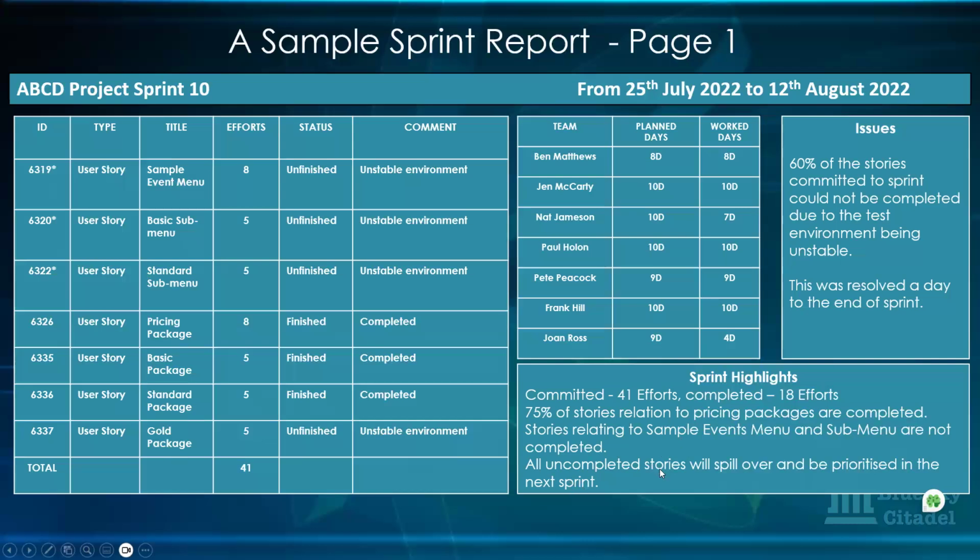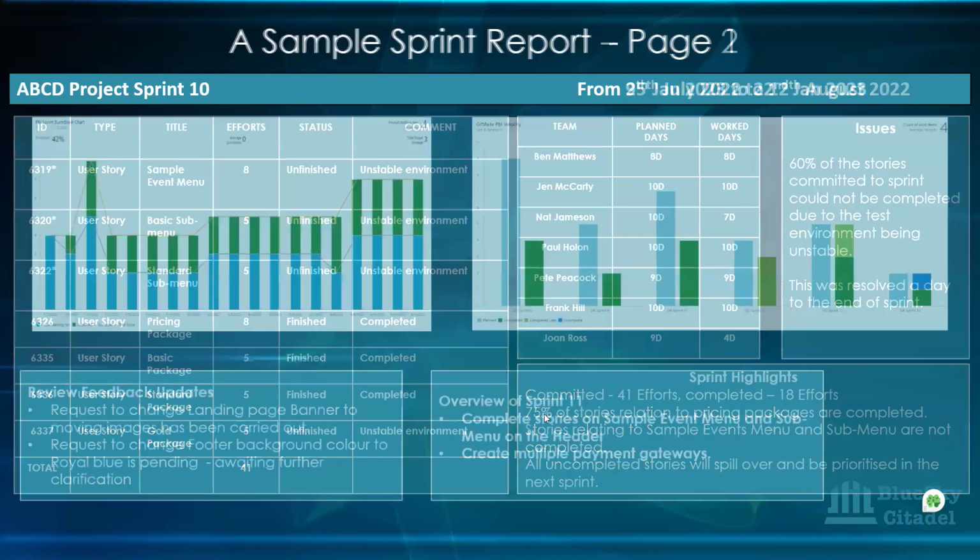And then it says all uncompleted stories, what will happen to them? They will spill over and be prioritized first in the next sprint. Okay, so that is giving the stakeholders, maybe they're expecting this to be released and all that, the assurance that those are the things we want to prioritize in the next sprint before we do any other thing. Okay, so that could be a first page, and then this could be the second page.